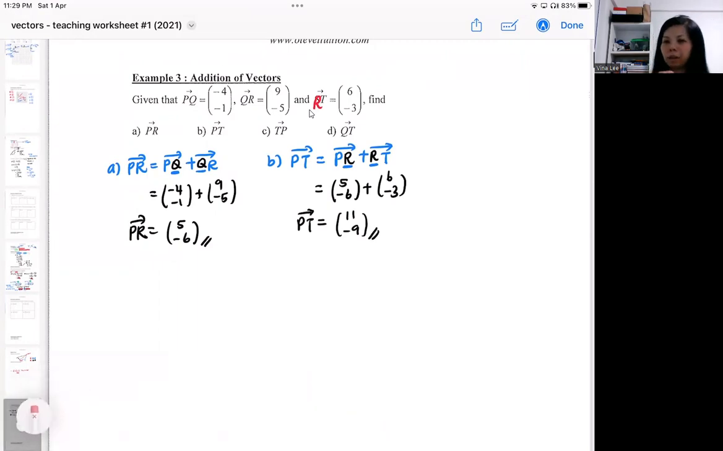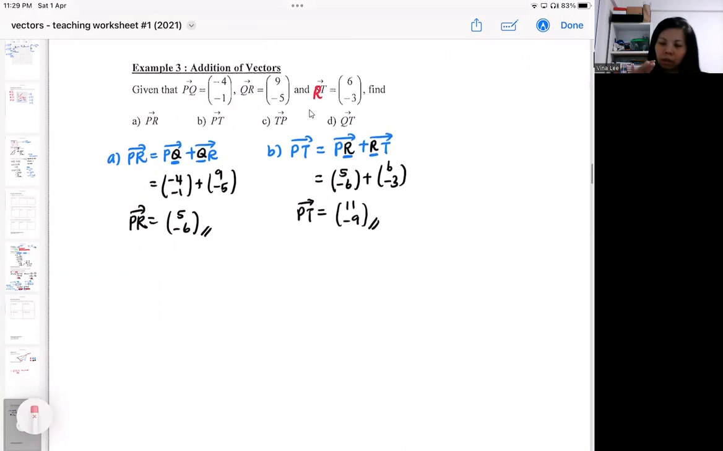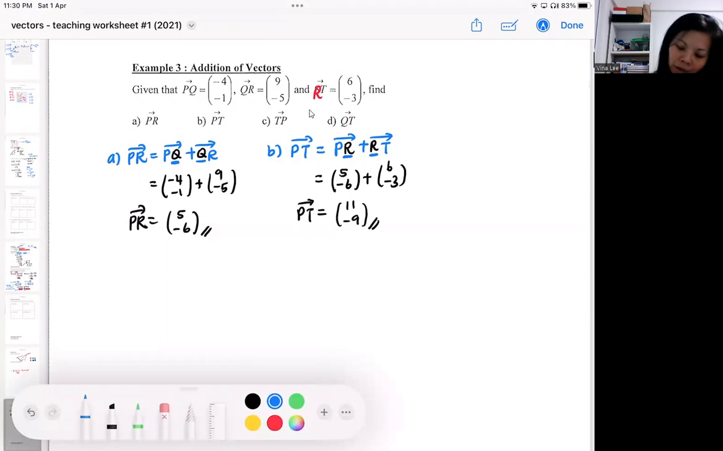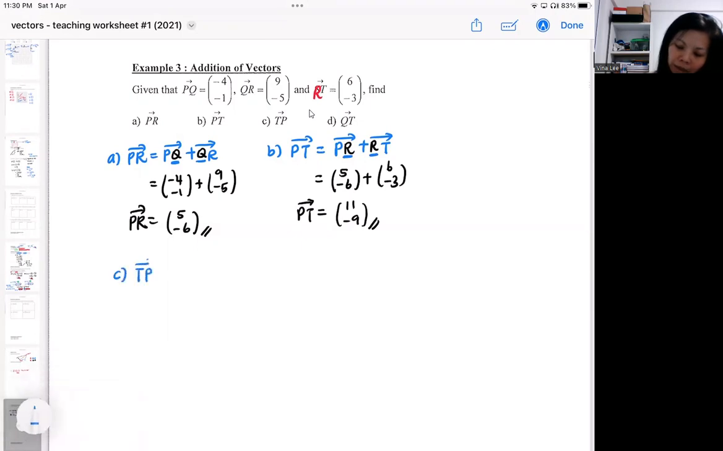Usually I will have the blank there so that it helps you to scan for information. This method can still be used when you go to very long vector questions, which we'll see in teaching worksheet number 2. Okay, then the next one, part C. Part C, I'm going to find TP. In fact, TP is the negative of PT. So I will do a negative on the previous answer. That will be my answer for TP.